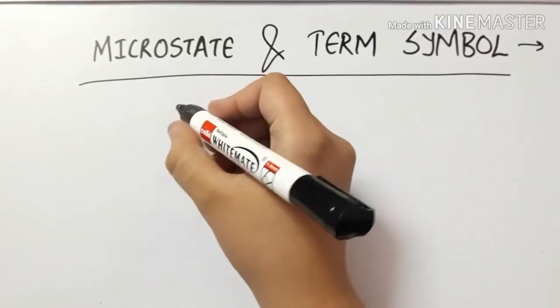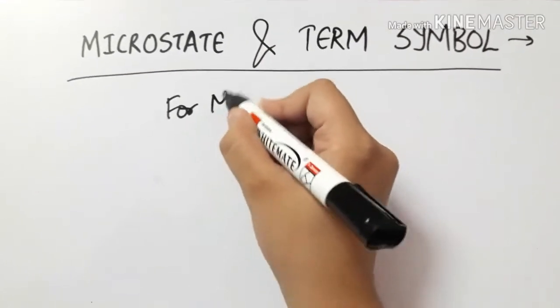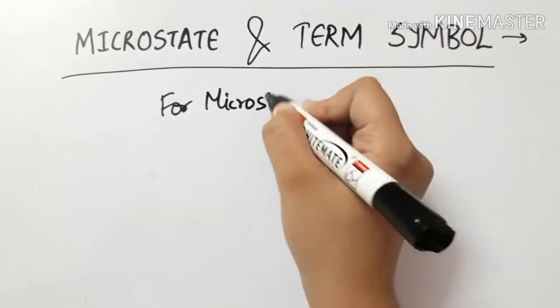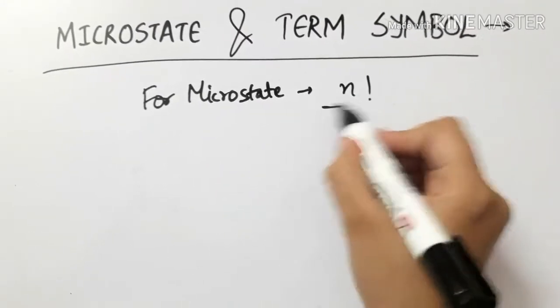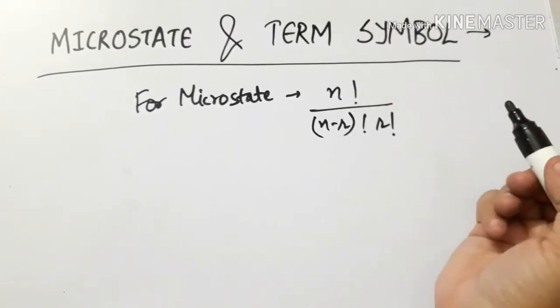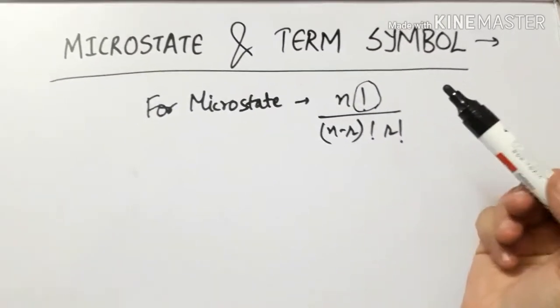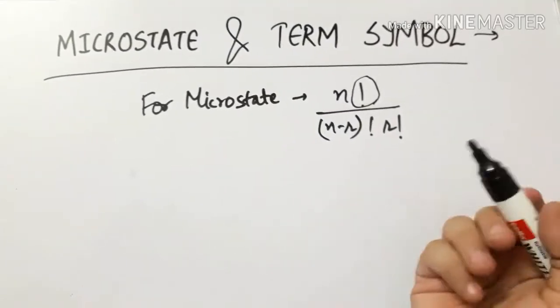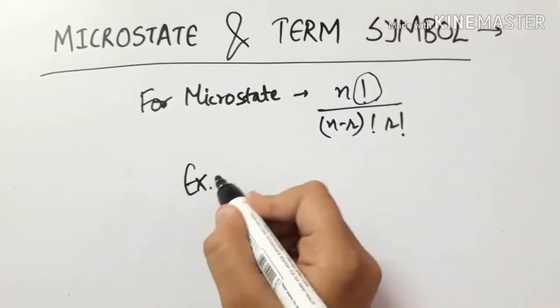So to find the microstate, the formula is n factorial upon (n minus r) factorial and r factorial. If you are familiar with the term factorial, then it's alright, and if you are not, then let us clarify this by taking an example.